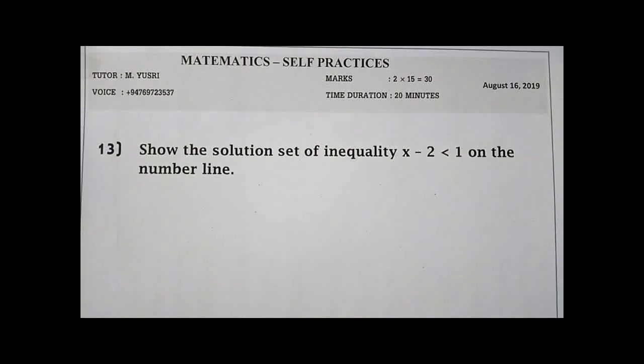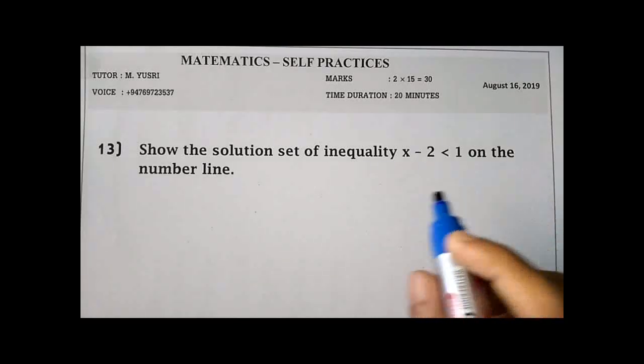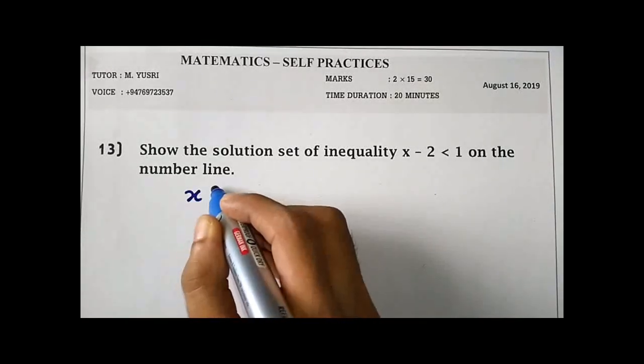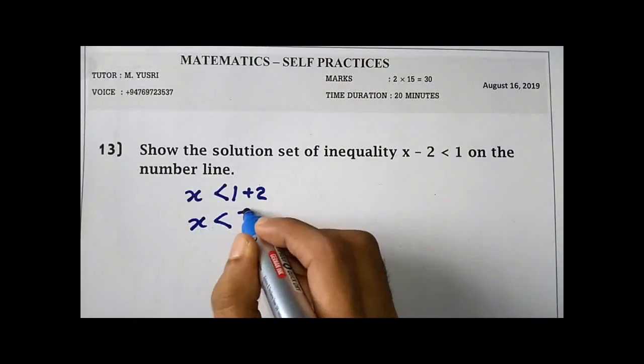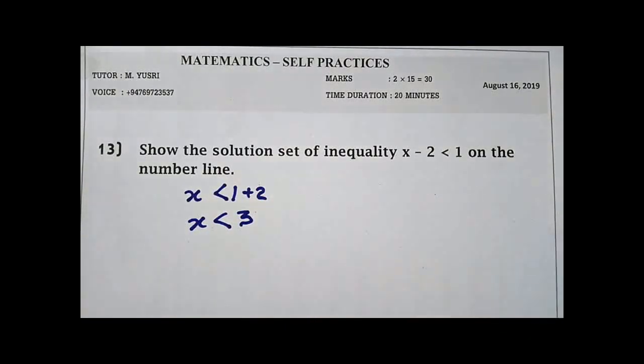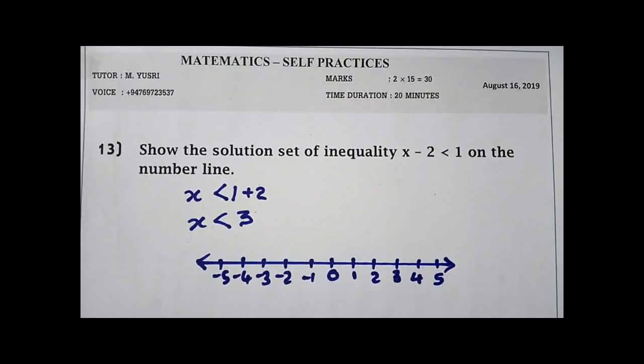Okay, show the solution set of the inequality x minus 2 is less than 1. First of all we have to simplify this. Minus 2, if we take that to the right, then it will be plus 2. 1 plus 2, so the sum is 3. Now we have to represent this on a number line.